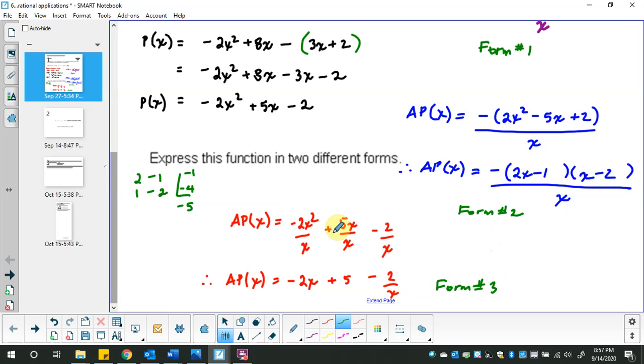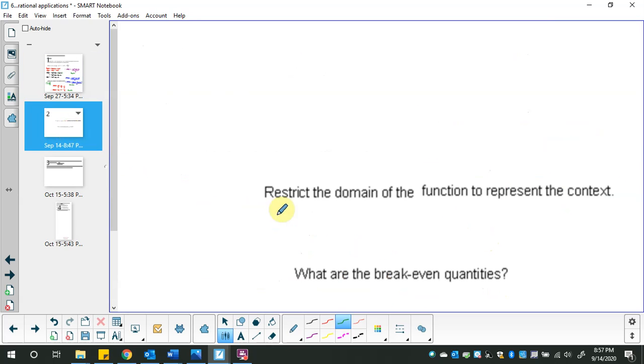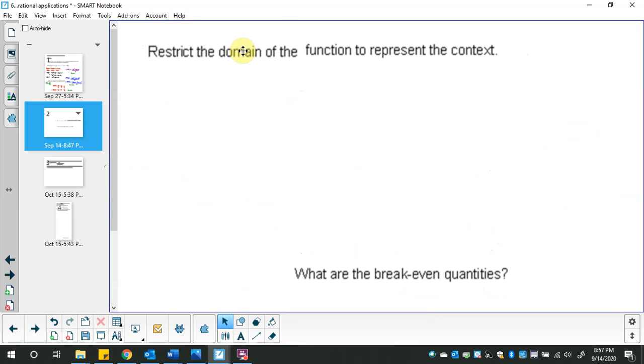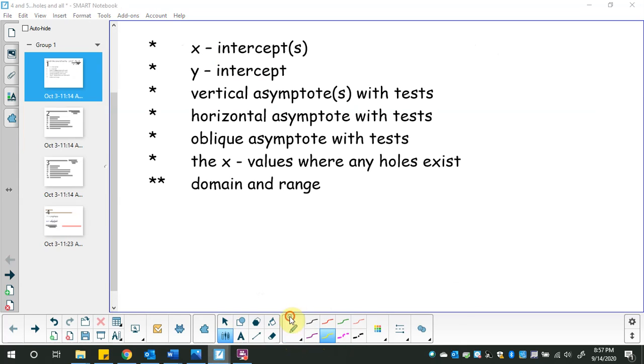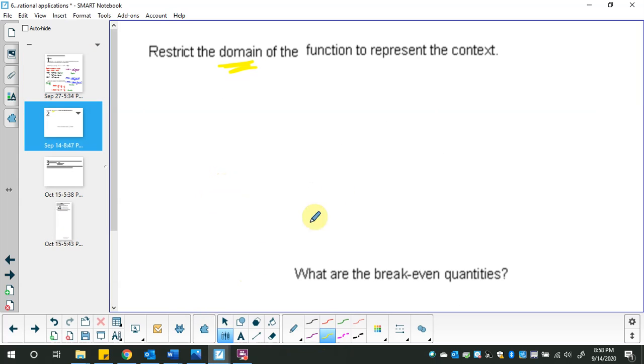Now I will have to pop back here to answer part of this question, but the next question was to restrict the domain to represent the context, the domain of the function. So I'm just drawing your attention to the fact that this says domain, so that should trigger your mind to realize that it's domain. Now the hard part about this question is that it has to do with a word problem, so we have to represent it in the context of the word problem. So it's got to make sense for this word problem.